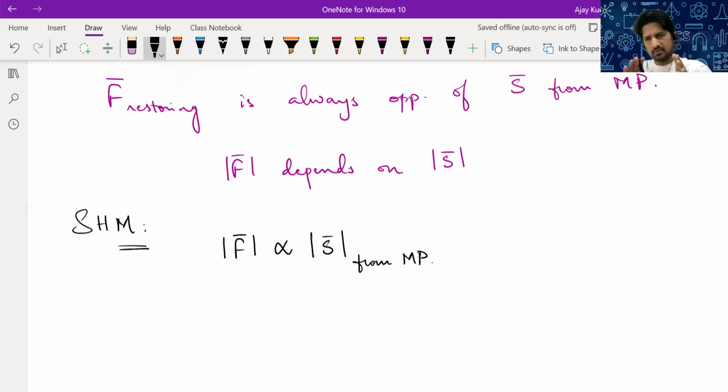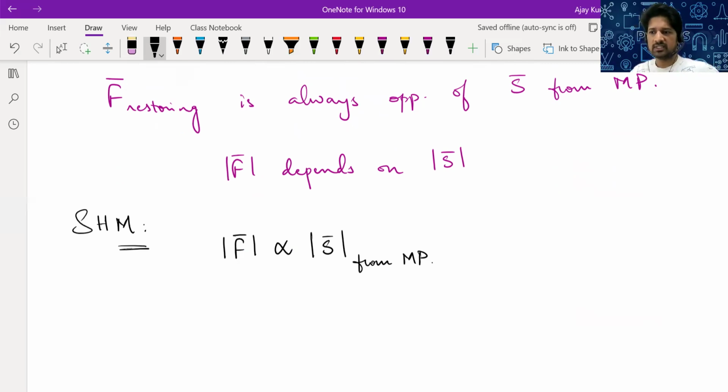Okay, so it is clear that restoring force is always directed towards mean position. So if displacement is positive, force is negative. If displacement is negative, force is positive. So the direction of restoring force is always opposite to displacement from mean position. That is true for any kind of oscillatory motion, not just simple harmonic motion.